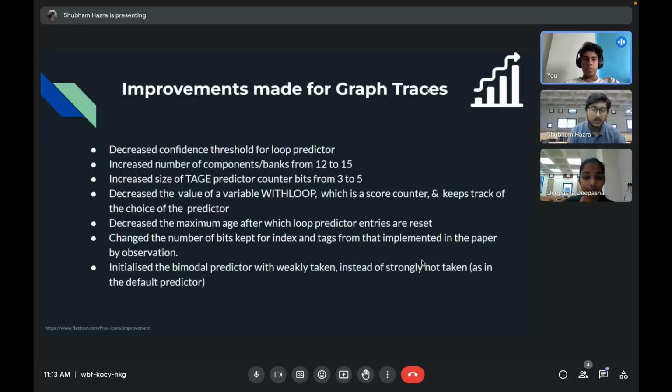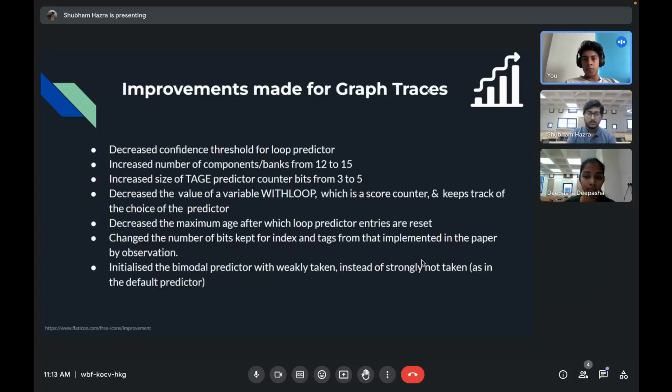Okay, now I'll be talking about the improvements that we made. Firstly, we saw that the loop predictor was not being used very often, and this was because the confidence threshold was very big, so it wasn't reaching the max value. So the first thing that we did was we decreased the confidence threshold. This allowed for the loop predictor to be used more frequently, and it showed us better results.